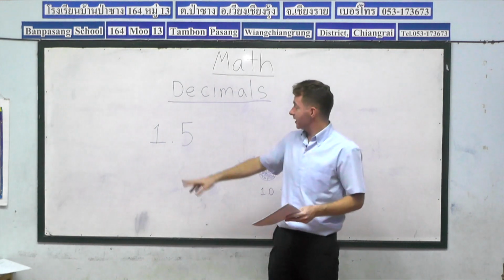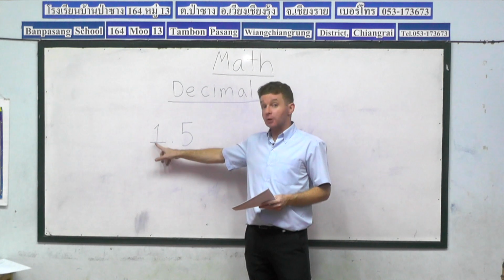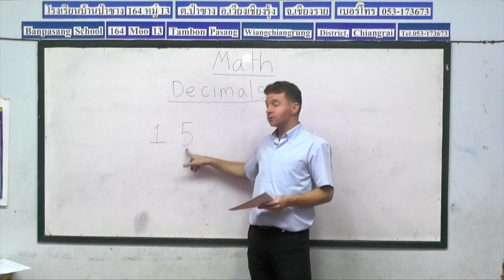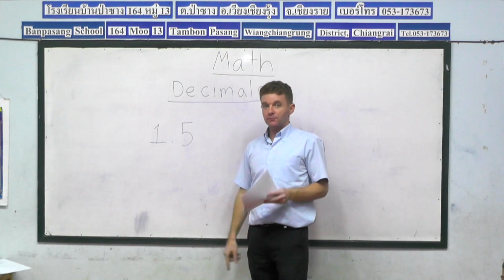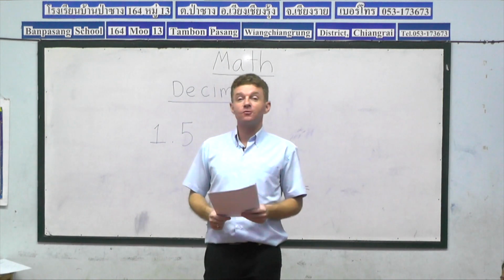And in particular, how to look at the decimal point. The number to the left is the whole number, and the number to the right is the decimal. So always divide your circles accordingly. And we'll see you again soon for the next lesson.